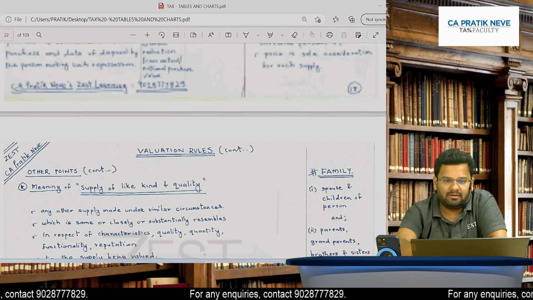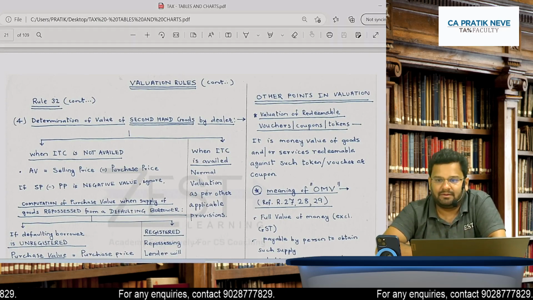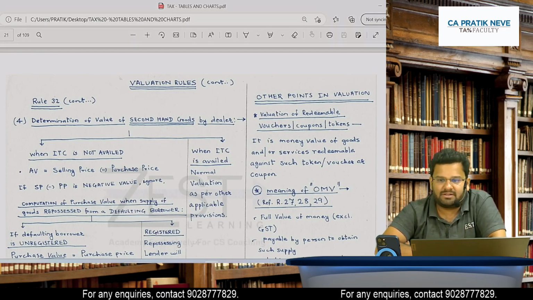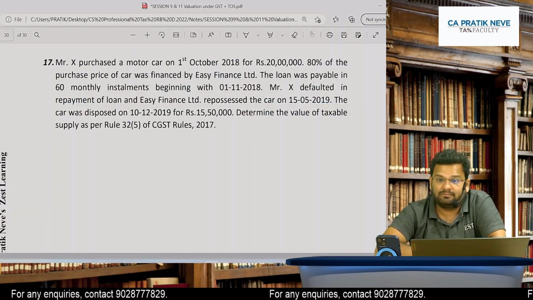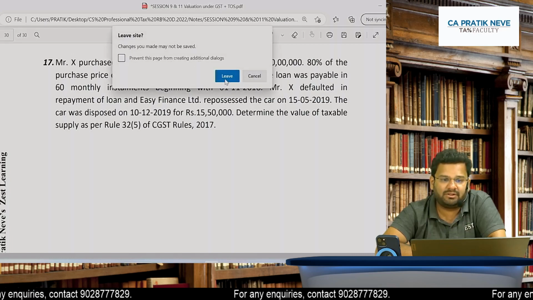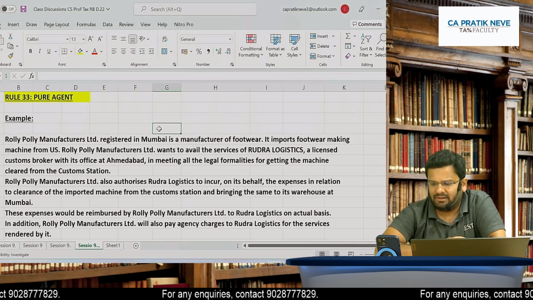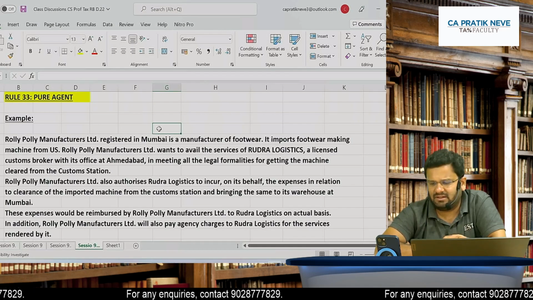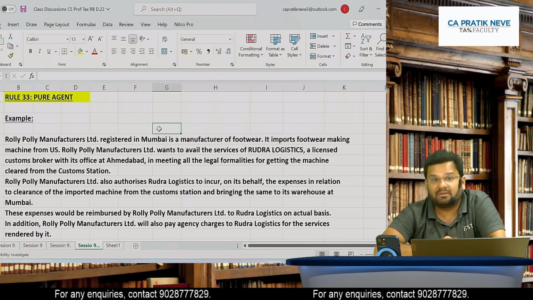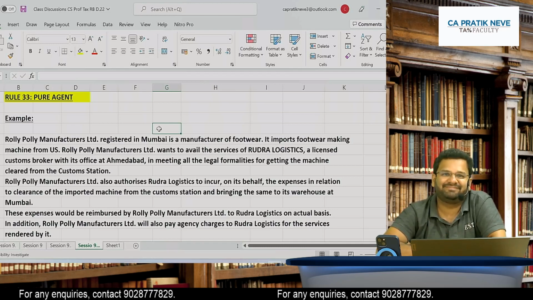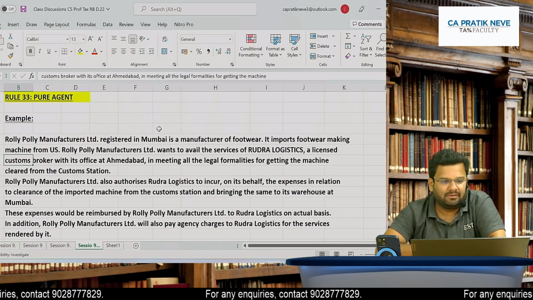Okay, what you are seeing right now here is from that book only. Chalo, let's now do a question on, what? Do a question on pure agent. Resale if borrower is registered. Okay, I'll tell you one thing. Then normal valuation.